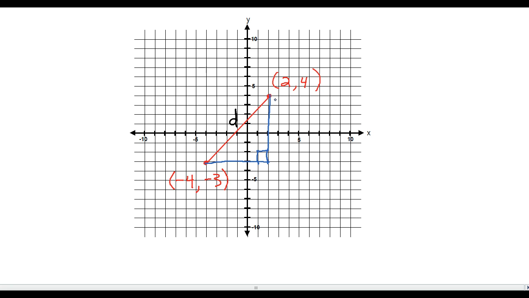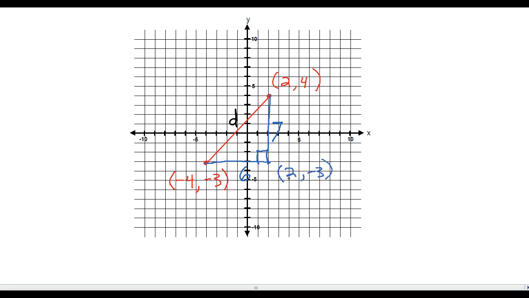If I look 1, 2, 3, 4, 5, 6, 7, this length here is 7. If I count the distance here, 1, 2, 3, 4, 5, 6, that distance is 6. Now, let's look at this point right here, because I want to see where we can get the numbers 7 and 6 if I just look at the vertices of the triangle. This is the point (2, -3).